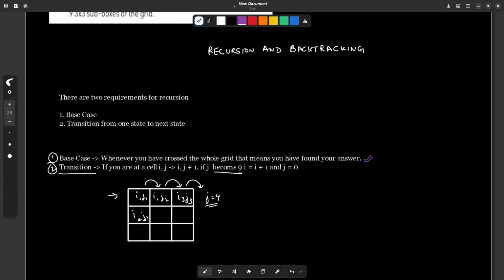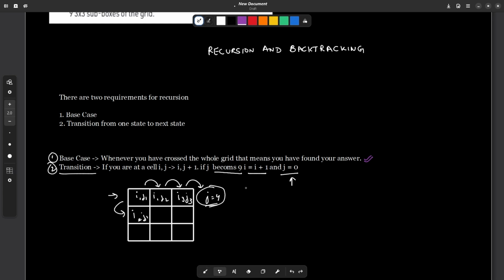I have taken 9 here because the overall grid will be of 9 columns. But since I have already drawn 3 columns here, as soon as my j becomes 4, I would move on to the next row, right? So I would do i is equal to i plus 1 and j is equal to 0. In this case, since j was starting from 1, you could have taken j is equal to 1. But if you are taking 0-based indexing, then you can write j is equal to 0. Right? So these are the two things that you need to have.